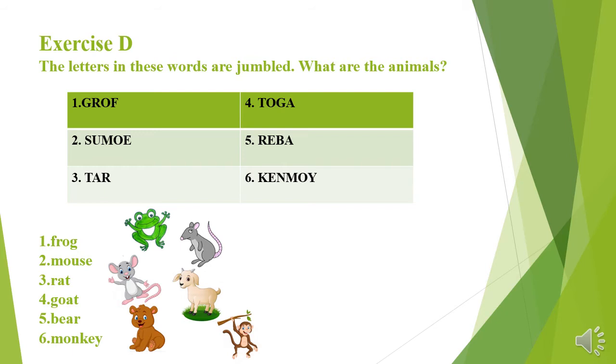Look at page 13. Exercise D. Statement: the letters in these words are jumbled. What are the animals? Number 1, frog. Number 2, mouse. Number 3, rat. Number 4, goat. Number 5, bear. Number 6, monkey.